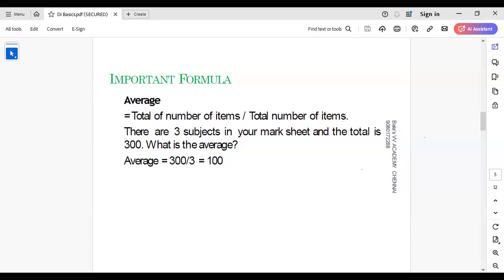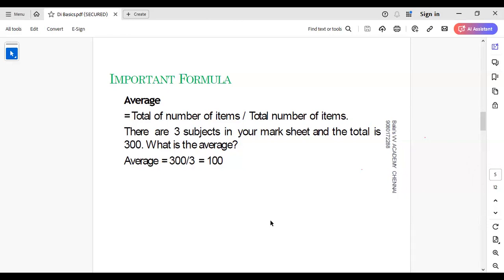There are 3 subjects in the mark sheet. The total is 300. What is the average? So 300 is the total, number of items N is 3. T divided by N, it is 100. Is it clear, everybody? Average is total by number of items, T divided by N. Is it clear? Everybody? If it is clear, type yes in the chat box. Let's move on to the next question.